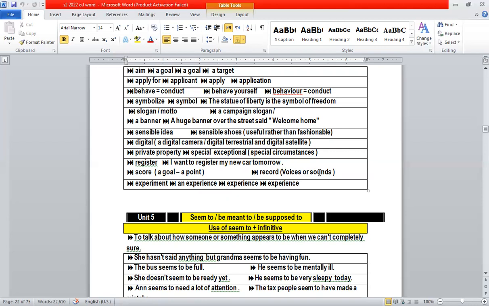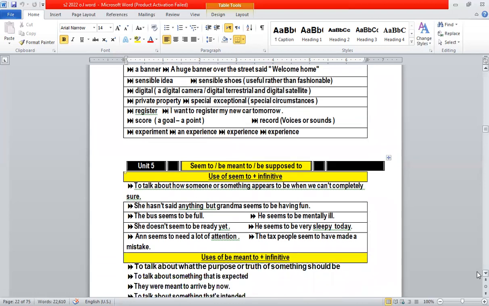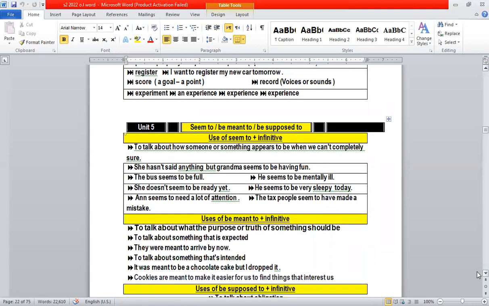Experiment and experience. So experiment is something you do to find, or to try to find, the results in the lab or whatever. So experience is something you've learned in life. This is your experience, your background of life, what happened to you before, and what the result of that is on your opinions and ideas. And this is the difference between the words experiment and experience.